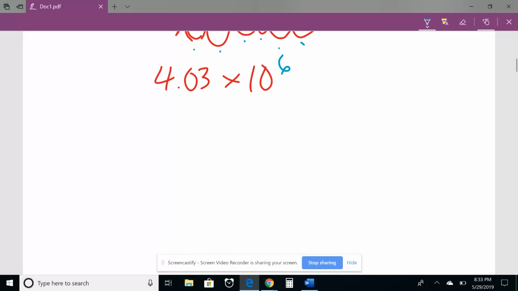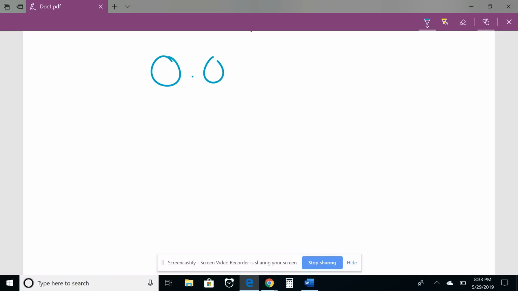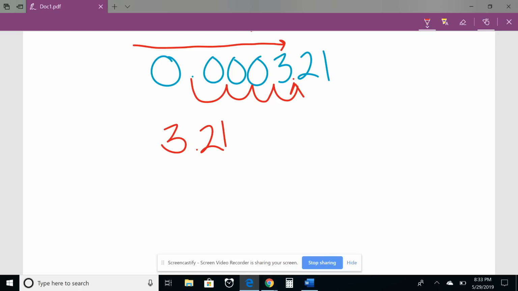Now, if I had a really small number, for example, 0.0000321. Again, reading from left to right, my first non-zero digit is 3, so the caret goes right after the 3. Count how many hops: 1, 2, 3, 4. So that's where I'm going to move my decimal point. So it's going to be 3.21 times 10, always a base 10, to the negative 4, since it's a really small number and I hopped in the right direction.